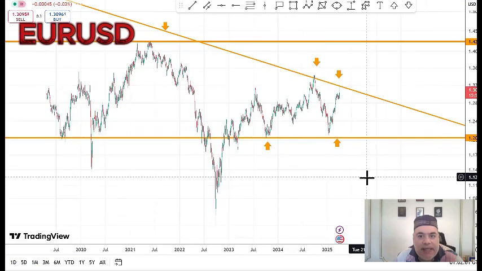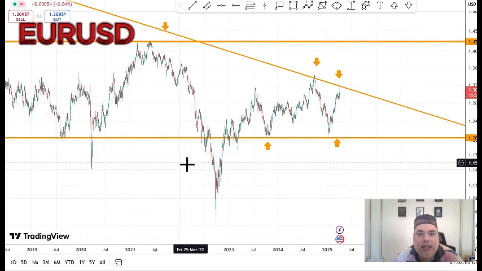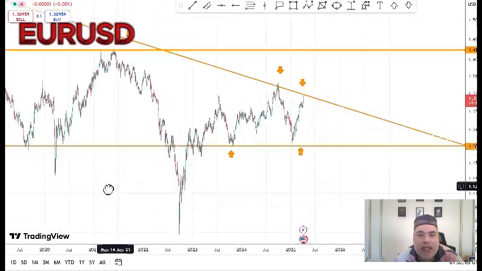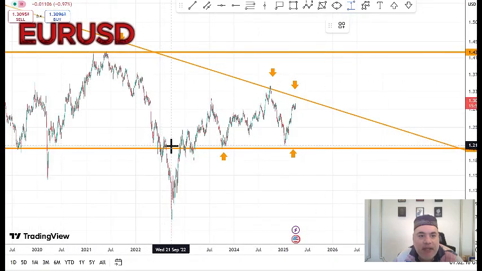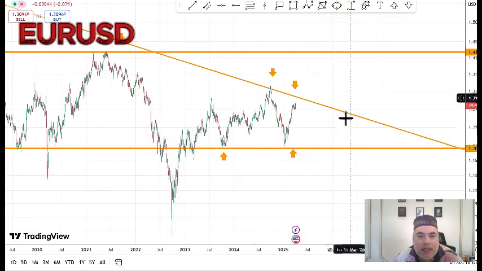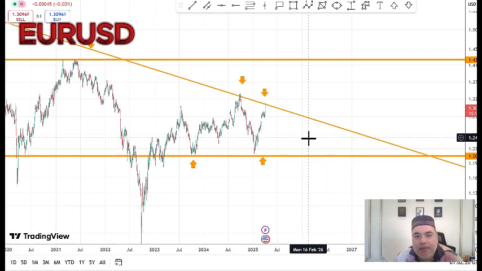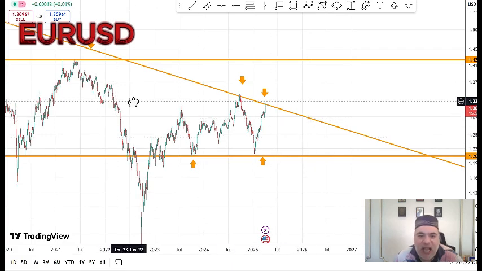So on the daily, what do I see? I see that within this range, let's see what kind of range we have here. This is almost a range of 2,000 pips. Wow, that's a lot of pips. That's a big move. So how would I trade this?